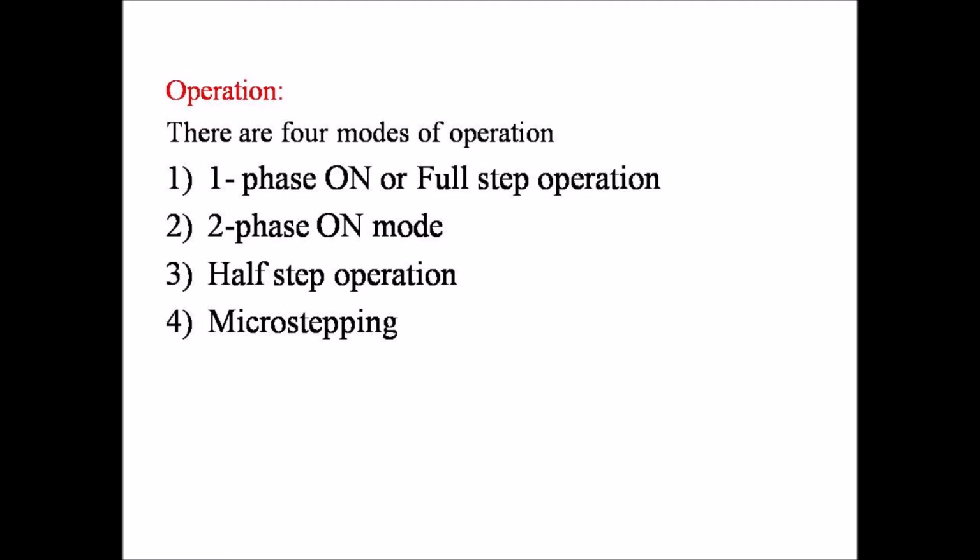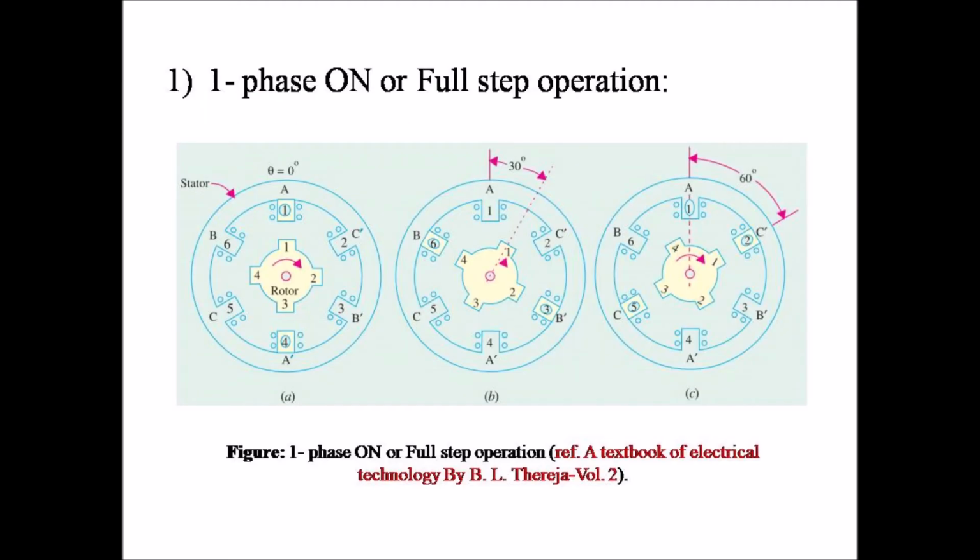The variable reluctance stepper motor has 4 different modes of operation. The first one is one phase on or full step operation. As the name indicates, in this mode we are energizing one phase at a time. As shown in figure A, when phase A is energized, the rotor moves into a position of minimum reluctance. The rotor teeth 1 and 3 get aligned with the stator teeth 1 and 4.